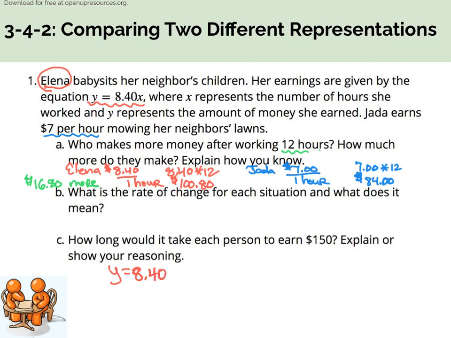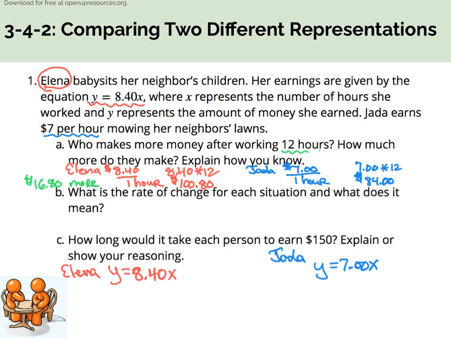So her equation was y equals 8.40x. And then if we put Jada's together, remember that this number is the k value, or the rate of change, or the constant rate of proportionality. So hers is actually going to be the $7. So let's make an equation for Jada just really quickly, and I'll show you in a second the reason why. So we have Jada. Her equation is y equals $7 times x, and this one over here is Elena.